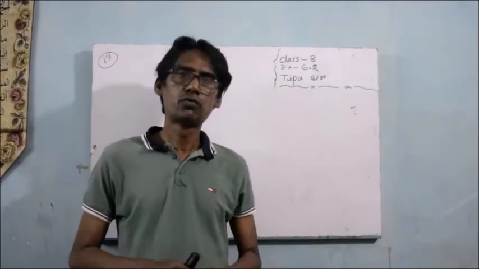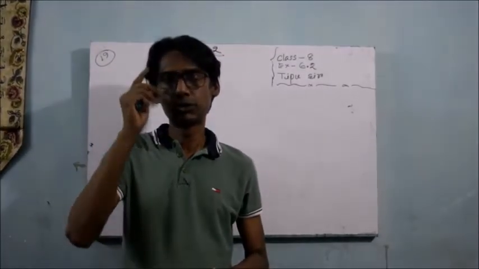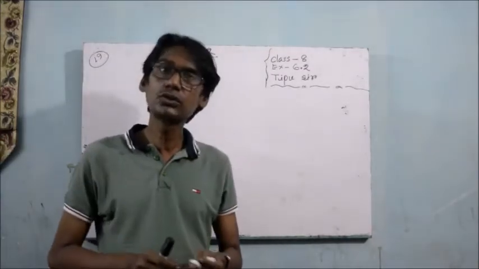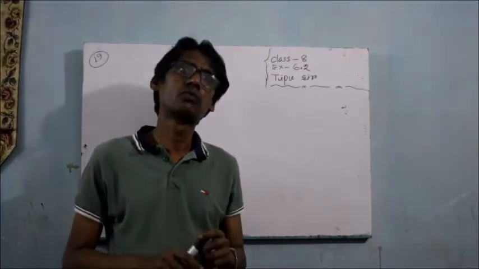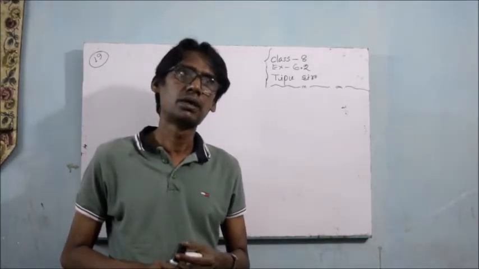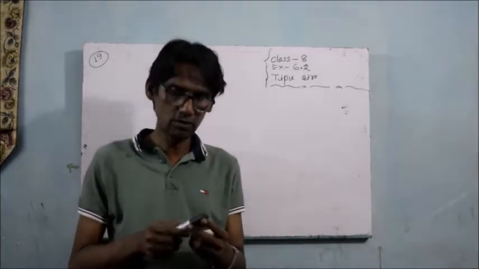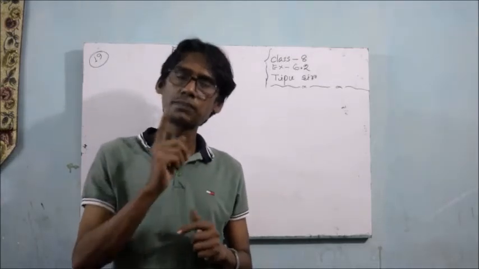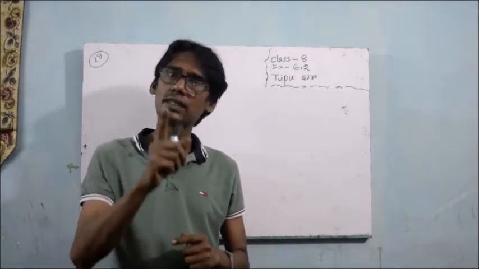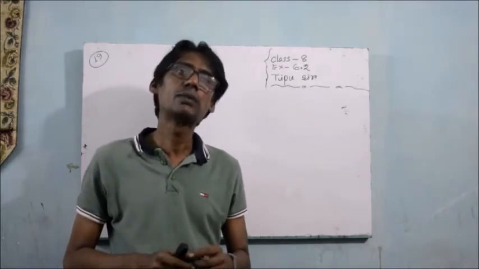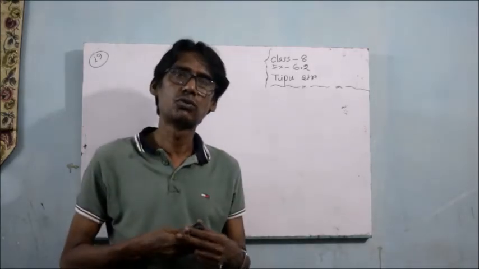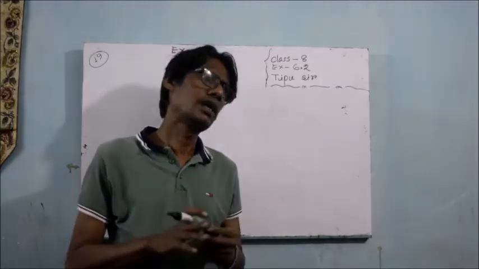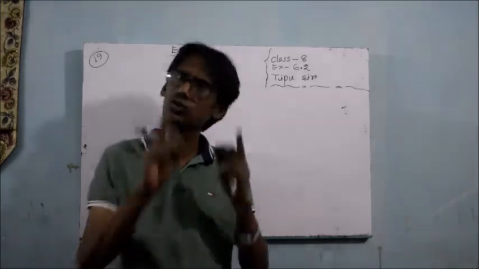Now from your textbook, exercise 6.2 and math number 19. First read the question more carefully. A person has 5000 taka, but he wants to divide the amount between two persons such that the first person's share is 4 times the second person's. We have to find out each amount for the two persons.